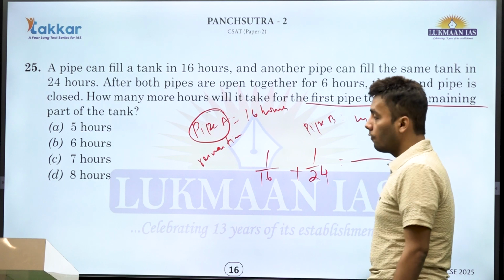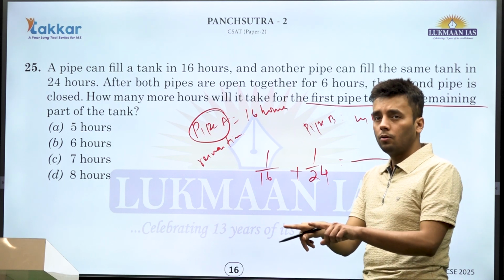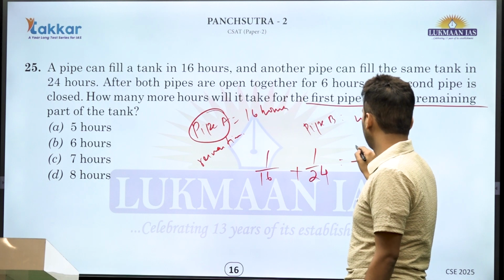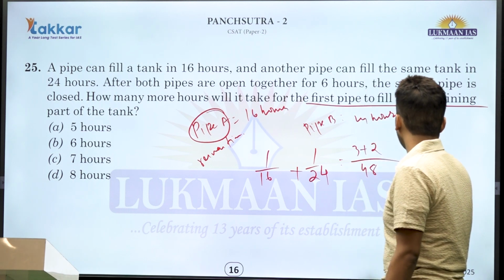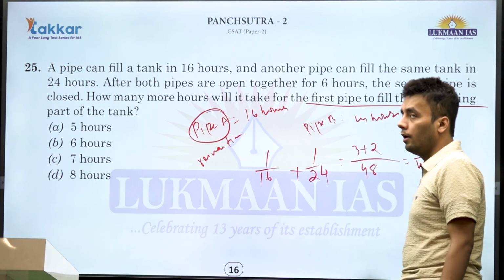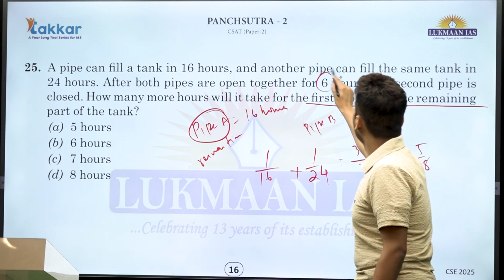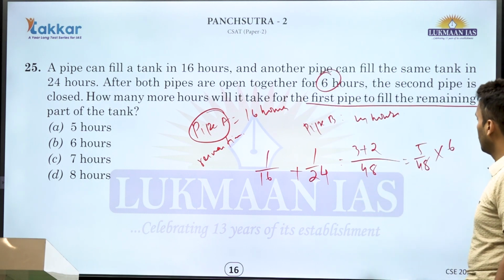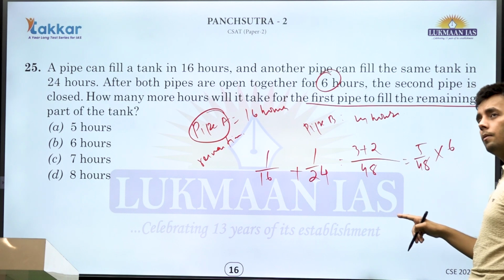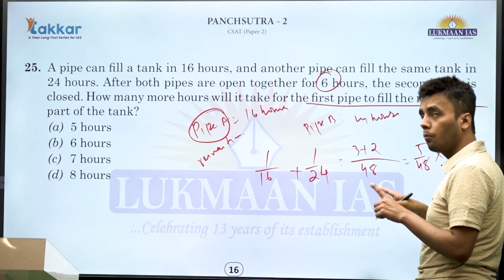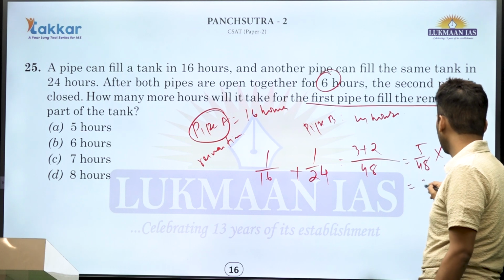So 1 hour of work done together by them will be, with LCM 48, (3 plus 2) by 48, that is 5 by 48. Now for how many hours did they fill the tank? For 6 hours. So we will multiply by 6. This will be the amount of water filled by both of them in 6 hours. That is 30 by 48.